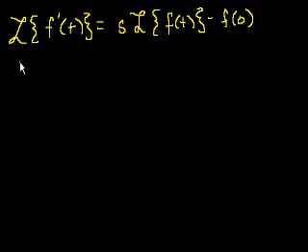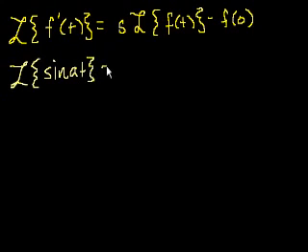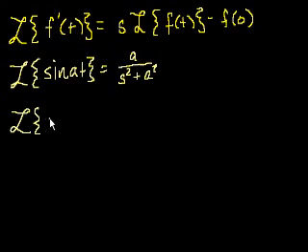But we already know that the Laplace transform of sine of at is equal to, and we did a very hairy integration by parts problem to show that, a over s squared plus a squared. So let's use these two things we know to figure out what the Laplace transform of cosine of at is. So the Laplace transform of cosine of at is equal to what?